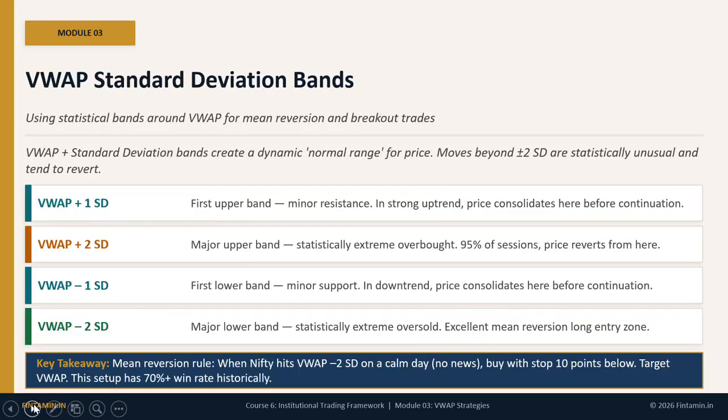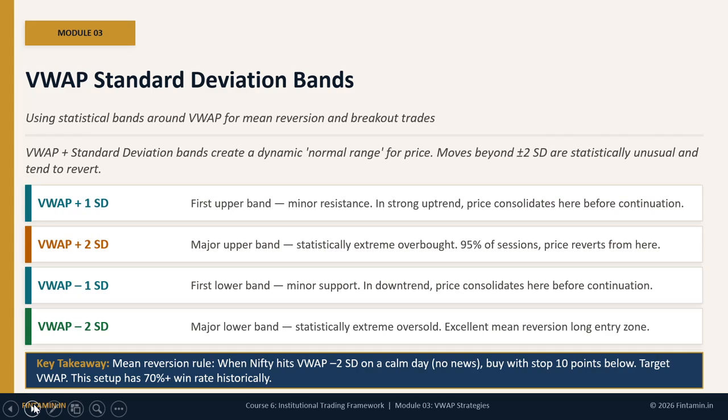VWAP Standard Deviation Bands. VWAP standard deviation bands create a statistically derived normal range around VWAP. Plus 1 and minus 1 SD contain approximately 68% of the day's price action. Plus 2 and minus 2 contain 95%. When price reaches plus 2 SD on a calm day, it is statistically very extended. The probability of returning to VWAP is high, a mean reversion short setup.